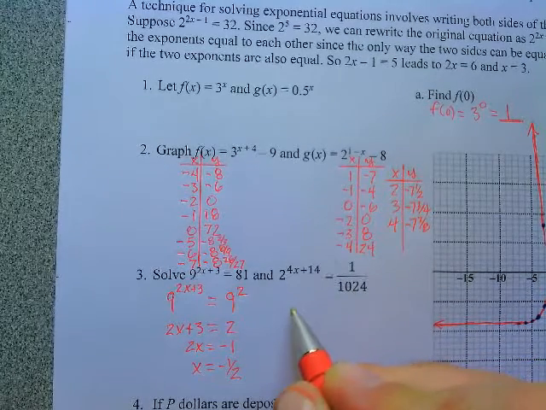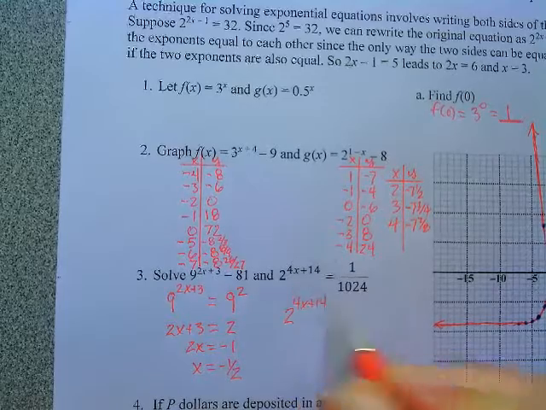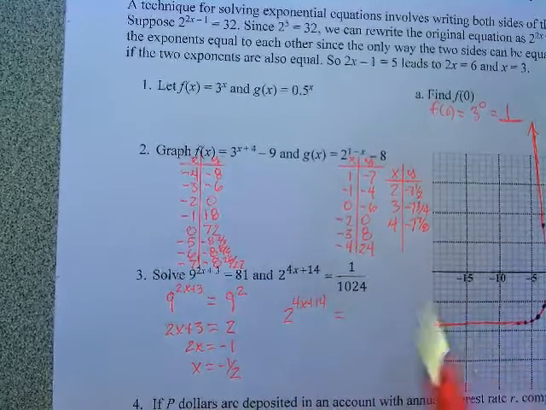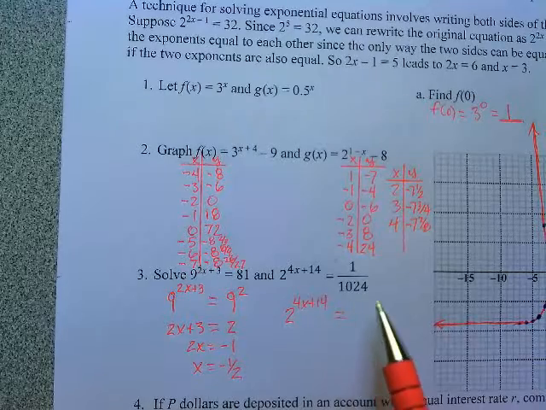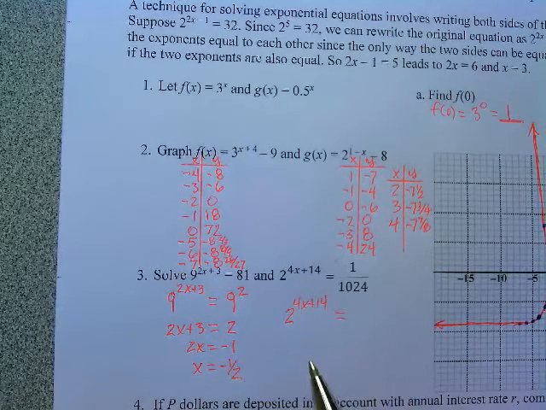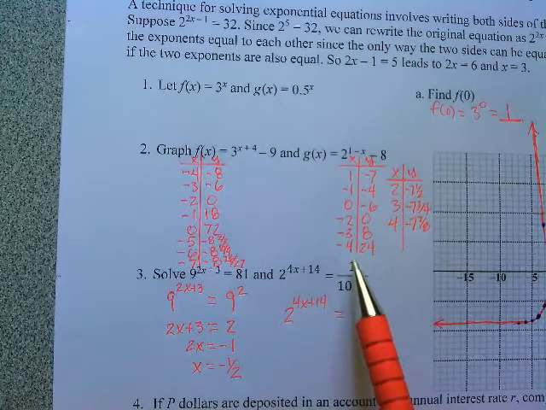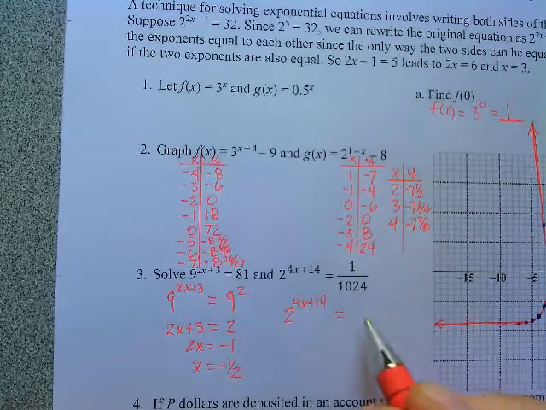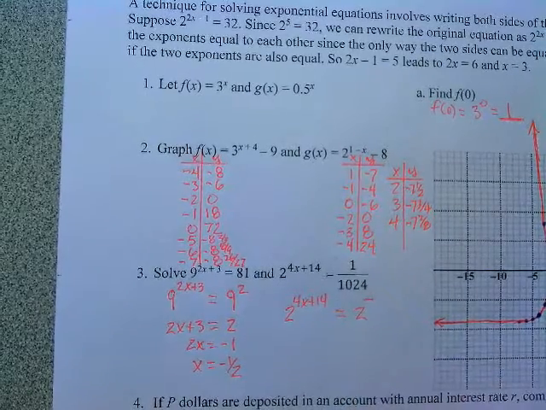Okay, here, same thing. On the one side, I got 2 to the 4x plus 14. Over here, again, you're not necessarily going to know what 1024 is in terms of 2 to some power, but we're trying to make the bases the same. And so one thing to note, this is 1 over. So I'm going to end up with a negative for my exponent.